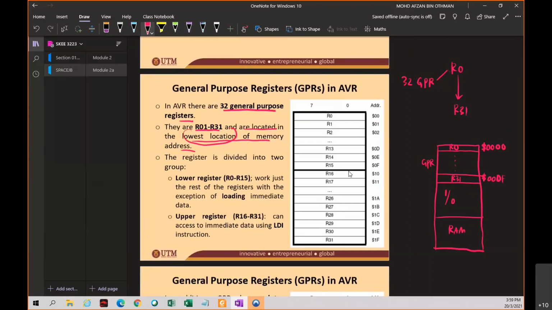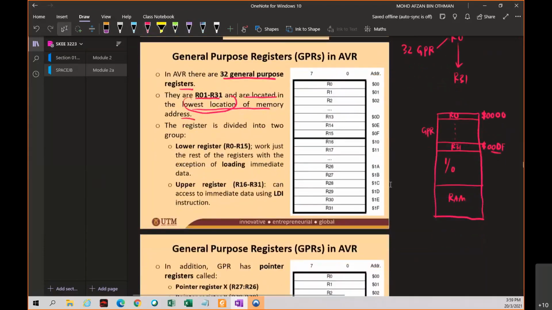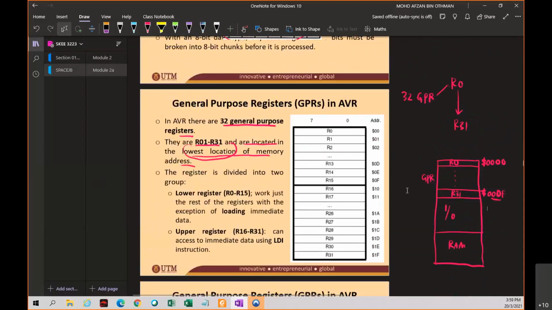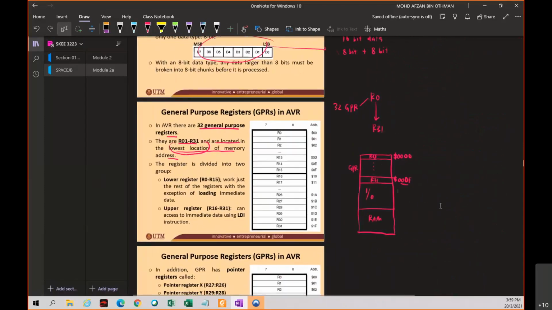Okay, the question is macam mana nak dapatkan end address dia? Okay, we can use a formula. So what is the formula that we are going to use? Nak dapatkan value ini, kita boleh pakai end address sama dengan start address plus size minus 1. Okay, we know that the start address is 0000.